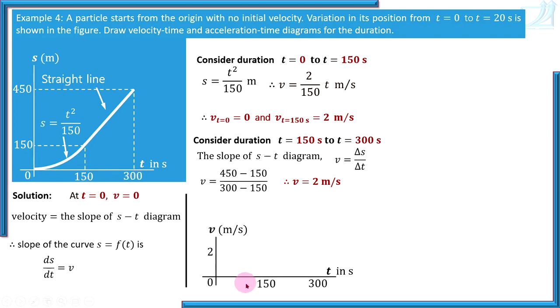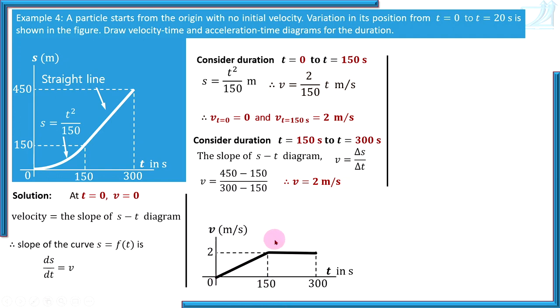So let's draw the Vt diagram. Along the x axis, time, important instants 150 and 300, and what is the maximum velocity reached? 2. Check here, 0 to 150 it is an inclined line, and 150 to 300 it is a horizontal line.